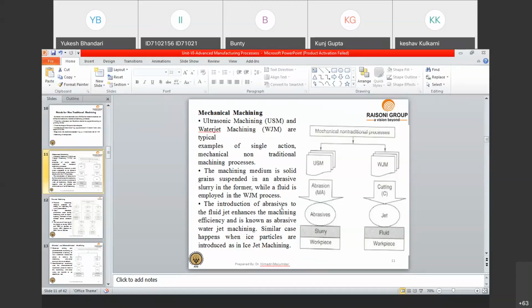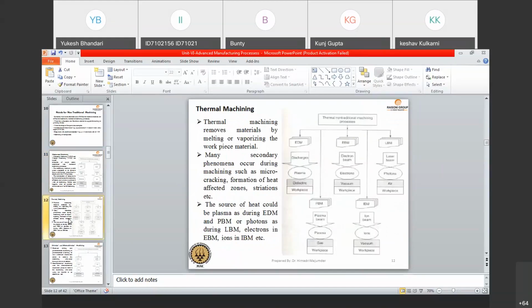Here we use very small abrasive particles, applied in the form of a jet. These are known as abrasive water jet, where sometimes water is also mixed. If water and abrasive are both mixed, it is called an abrasive water jet machine. But when there is no water present and only abrasive is used for machining, it is known as abrasive jet machining. Instead of abrasive, we can use ice particles, and in those cases you can call it ice jet machining.